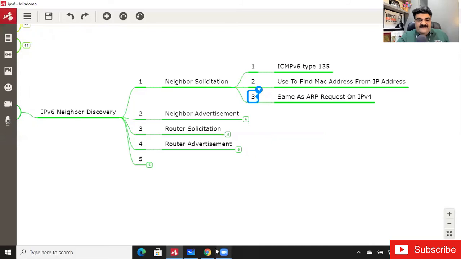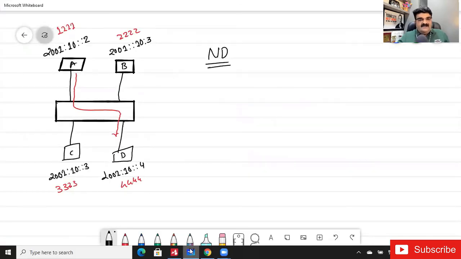Okay, so here we have a different story. Suppose A wants to send data to D. A will not use ARP in case of IP version 6. Repeating it again and again, so you will never forget it. Now A will send an NS message, and this is known as neighbor solicitation message, right? And which address will it use if A wants to send an NS message?